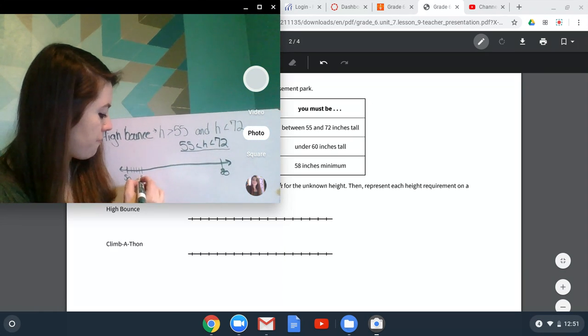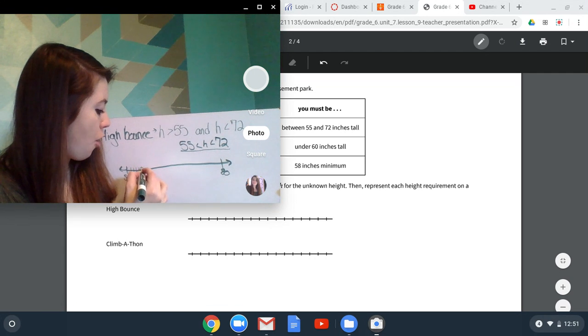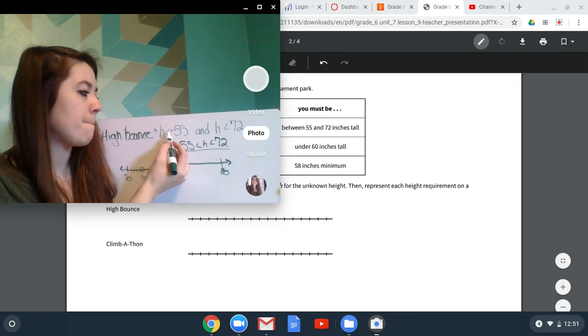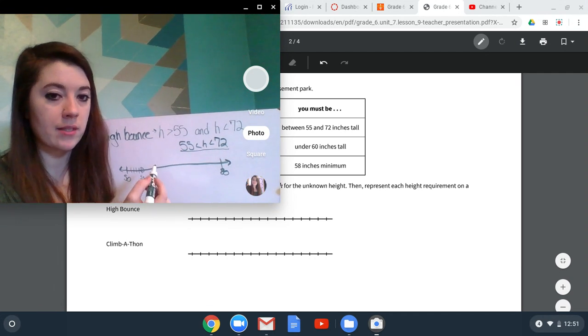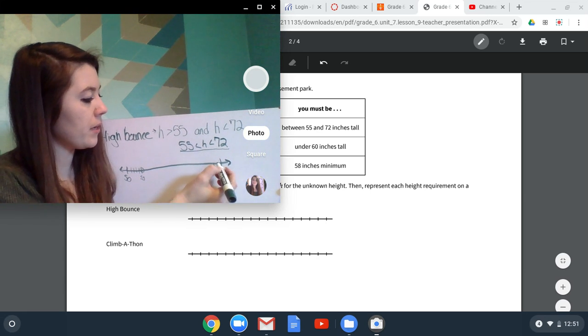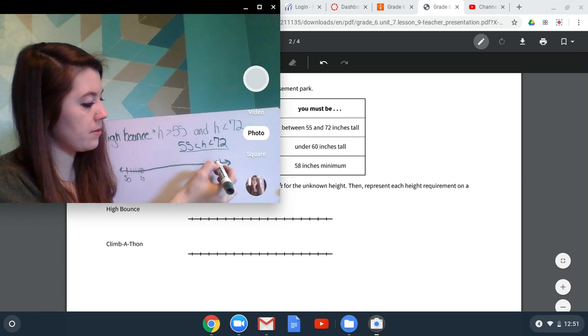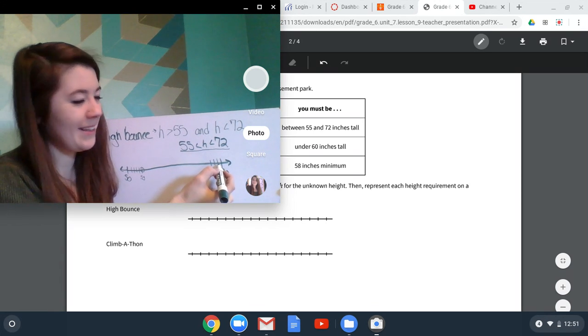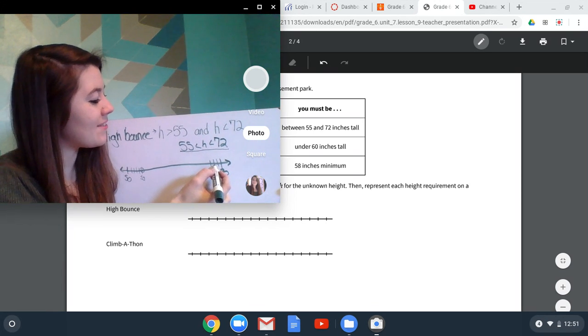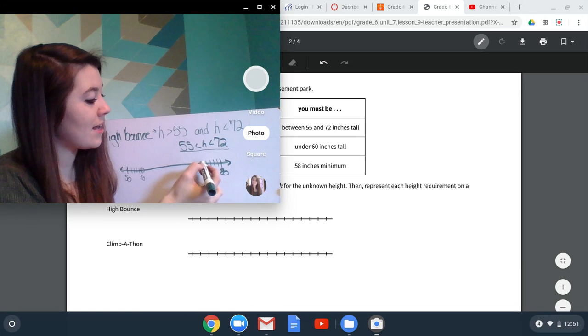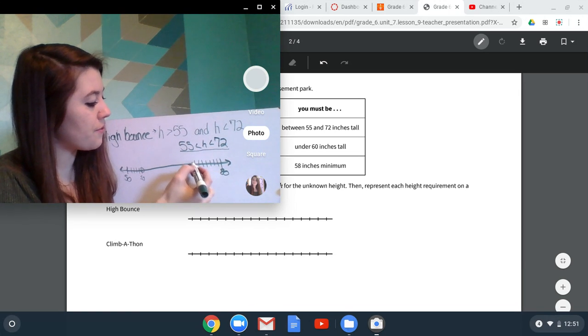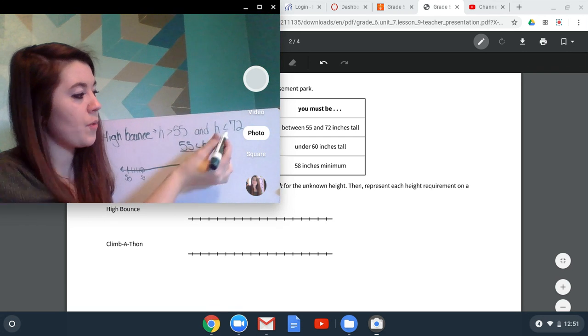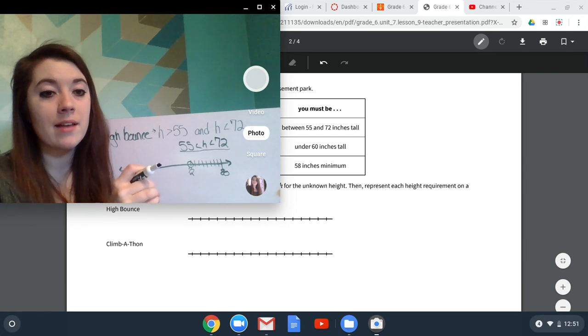So here's our 55. I'm going to put an open circle. It's open because we just have the greater than symbol. And then we're going to come up here and we're going to count down. Wait, sorry. Counting backwards. 79, 78, 77, 76, 75, 74, 73, 72. So here's our 72. We're going to put an open circle here as well because it's just the less than.